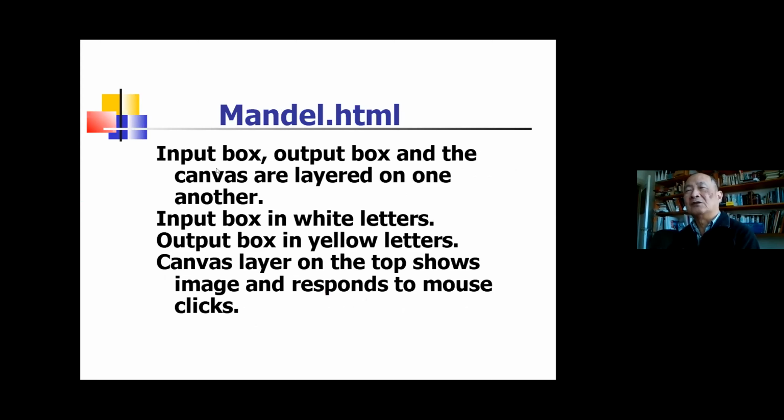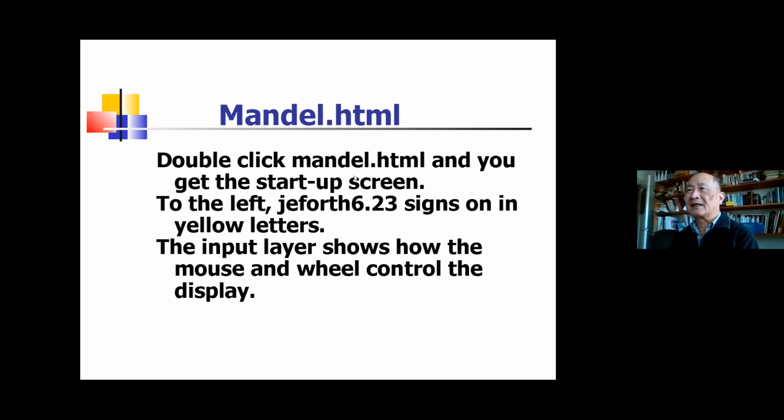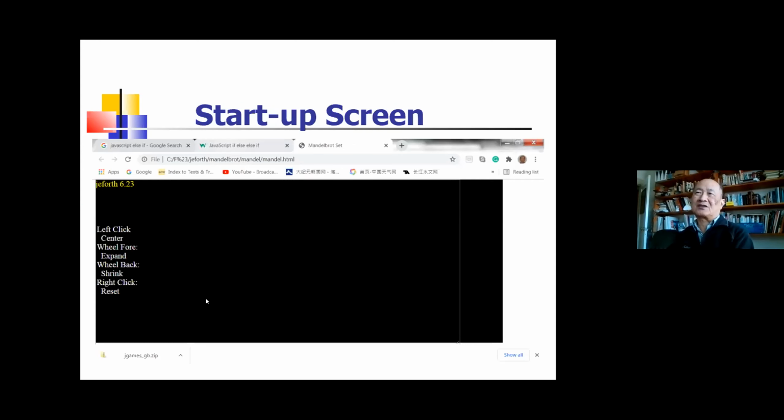I basically overlapped the input box, output box, and canvas in three layers on top of one another. Input box is in white letters, output box in yellow letters, and the canvas layers on the top because the image has to respond to mouse clicks. If you double click on the Mandel HTML, you get the startup screen. To the left, you have the jeforth sign on in yellow letters, and the input box shows the instructions in white letters. I'm just using the input box to display some instructions.